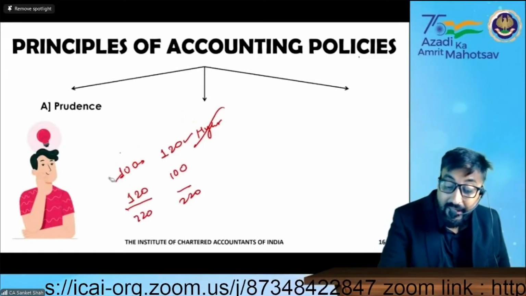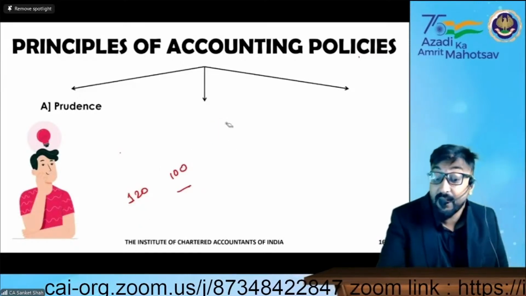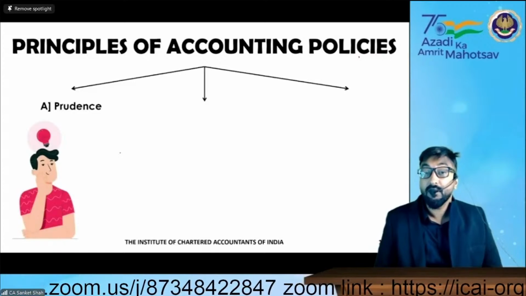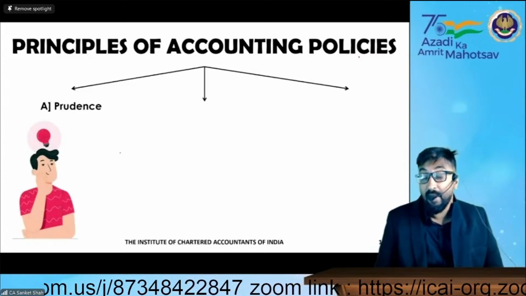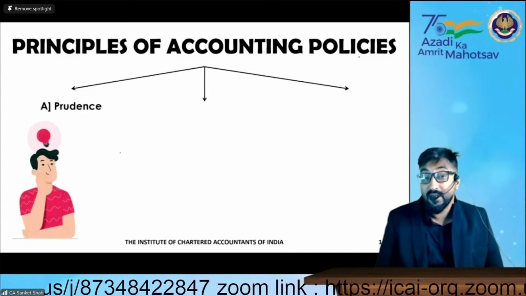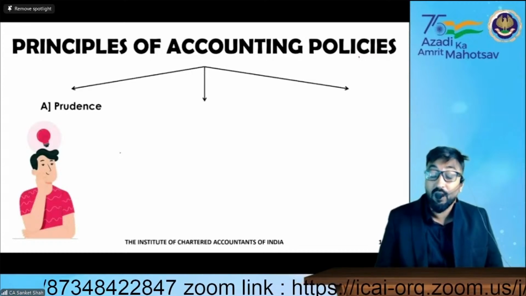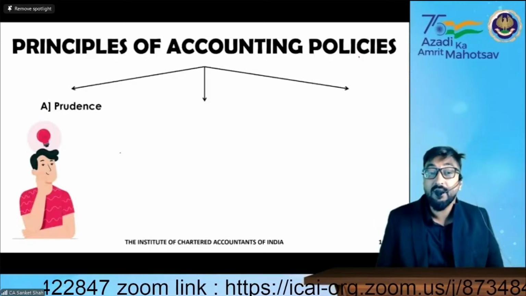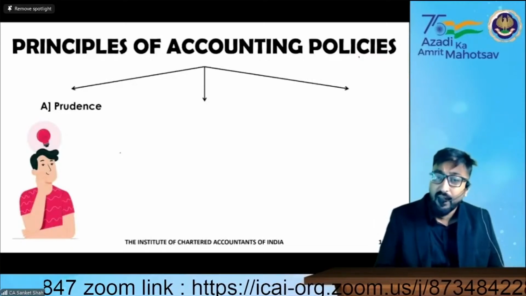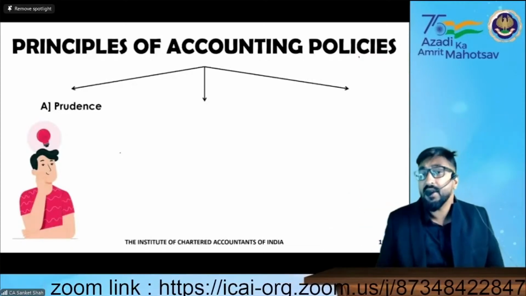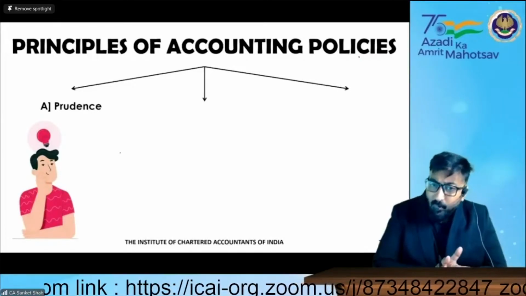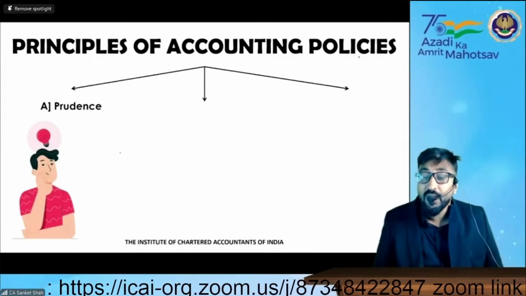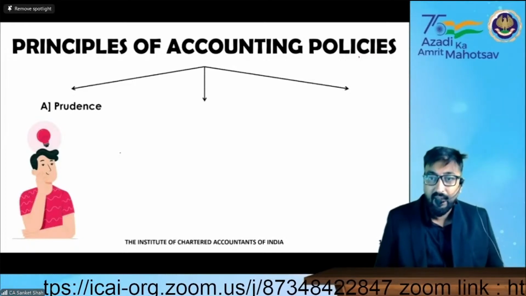So while selecting the policy, the prudence concept is important, and the prudence concept talks about no losses: anticipated losses are recorded today, anticipated profits recorded tomorrow. Here consistency will be affected? No, Nitish, once you have selected the policy, you should not change it in the next year. Once you selected FIFO, then next year you should go with FIFO. If you want to change it, there is a rule. Okay, next one.